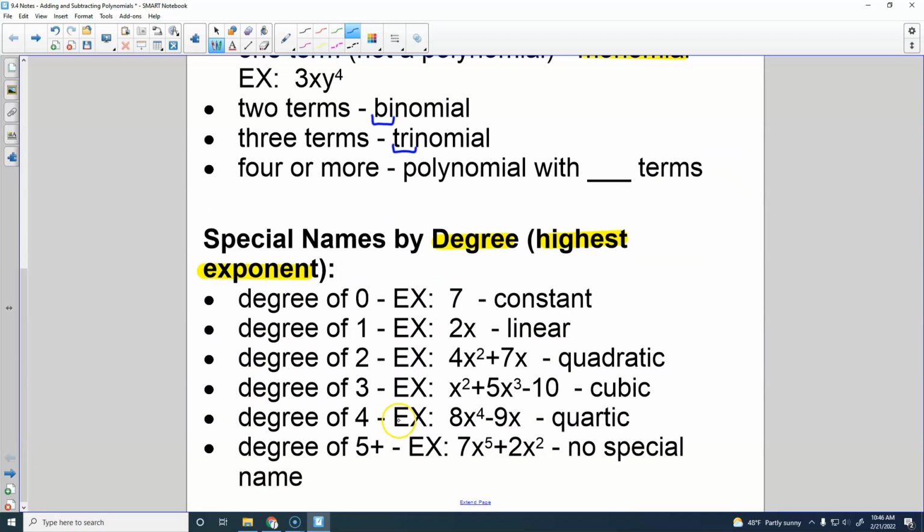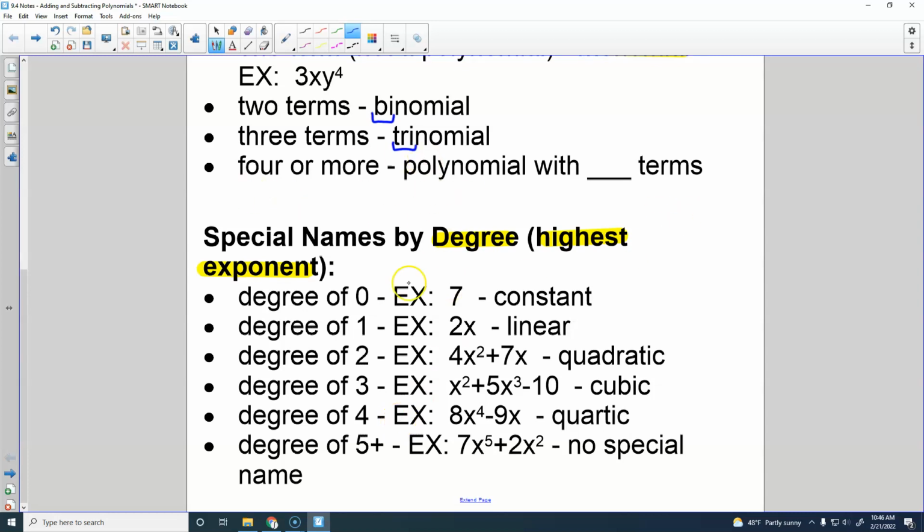Your degree is going to be your highest exponent on your x. So a degree of 0 you are not going to see very often. Because a degree of 0 means there's not an x there at all. So a degree of 0 would be, for example, if you just had a constant term, just a 7 or an 8 or a 15. You will see that word pretty often, though, a constant. It's a number that doesn't have a variable with it.